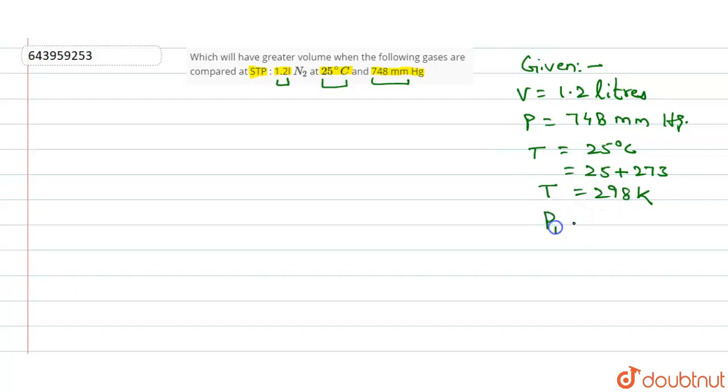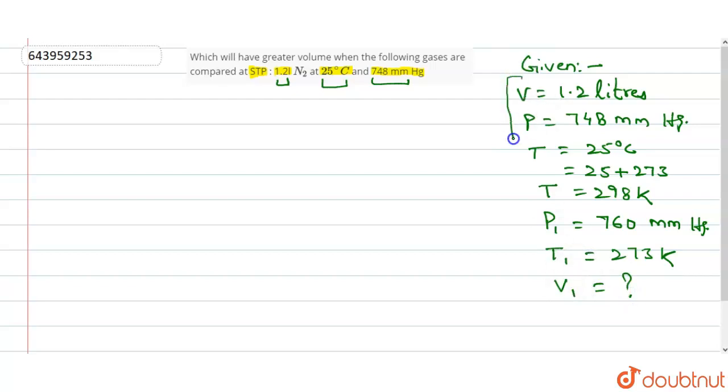And we have P1, which we'll consider as constant at STP, which is 760 mmHg. And what will be T1? We will again keep constant as 273 K, which is 0 degree Celsius, and we have to find the greater volume of the following gases. So these are the things which are given in the question, and we can find it by using the gas laws.